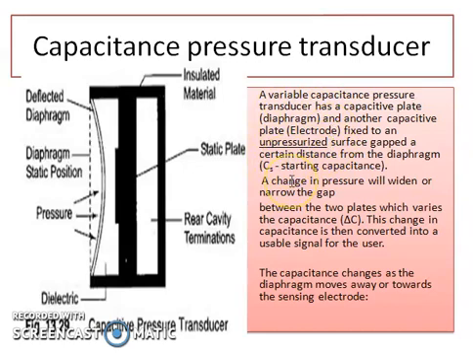That is, a change in pressure will narrow the gap between the two plates, which varies the capacitance. This change in capacitance is then converted into a usable signal for our user. That is, the capacitance changes as the diaphragm moves away from or towards the sensing electrode. This is the basic principle of capacitive pressure transducer.